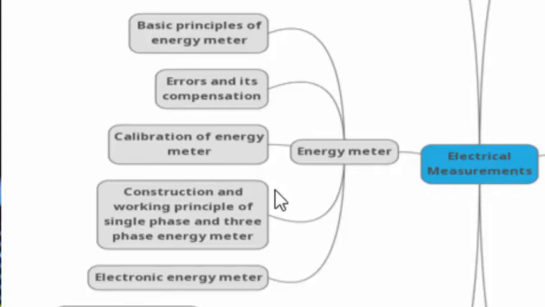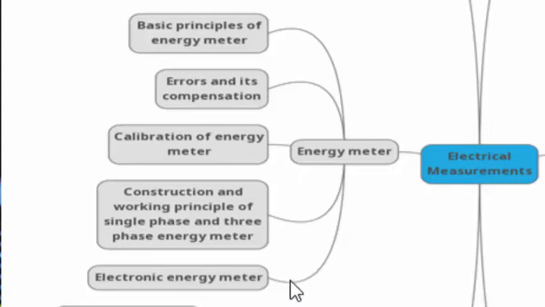The last subdivision is construction and working principle of single phase and 3-phase energy meter. If you are measuring energy for a 3-phase AC supply, it will come under the 3-phase energy meter. So how do you measure AC energy? That is your 4th subdivision. And the last one is electronic energy meter. So all these topics will come under the 4th unit, energy meter.